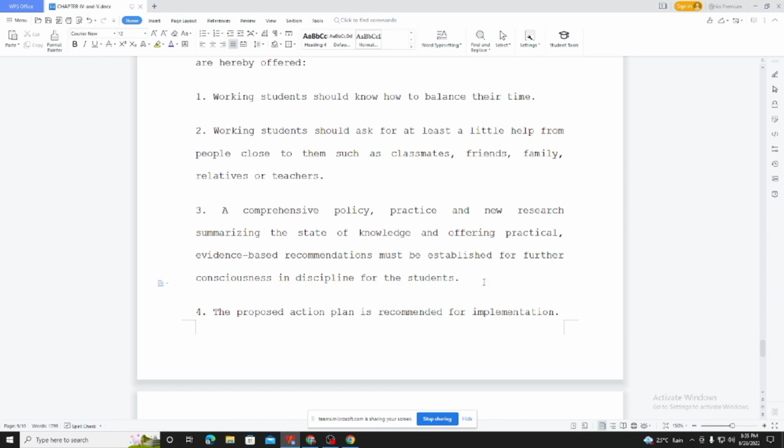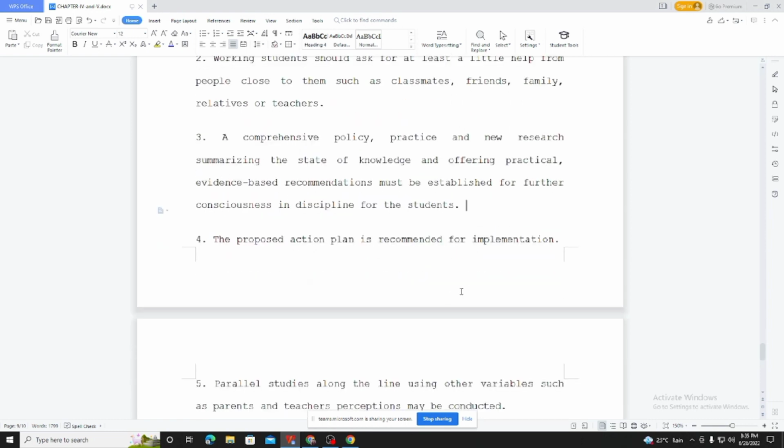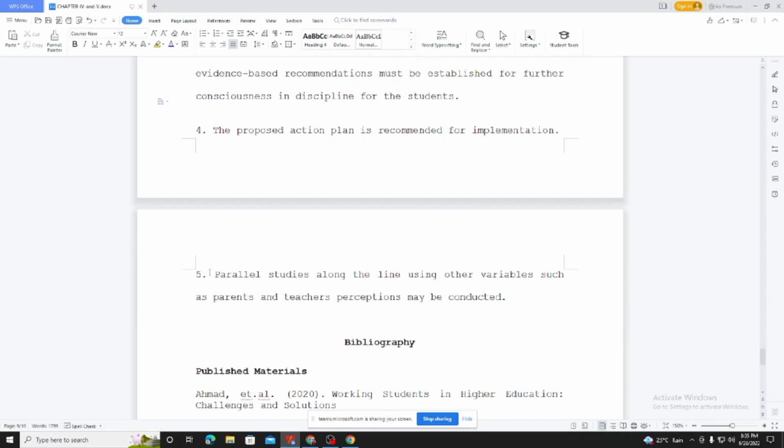3. A comprehensive policy practice and new research summarizing the state of knowledge and offering practical evidence-based recommendations must be established for further consciousness in discipline for the students. 4. The proposed action plan is recommended for implementation. And 5. Parallel studies along the line using other variables such as parents' and teachers' perception may be conducted.